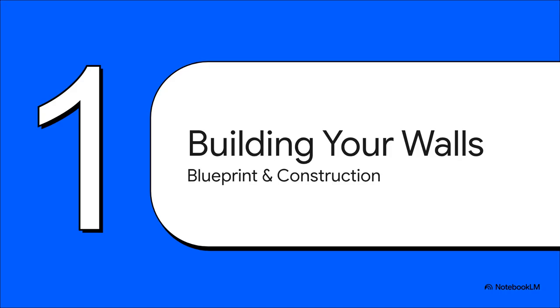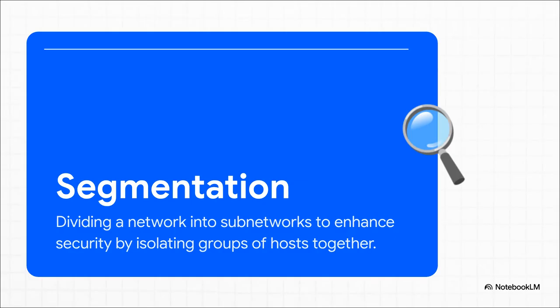Part 1, building your digital walls. This is all about the blueprint, the foundation, the proactive stuff you do before the bad guys even show up. Okay, so the very first rule of building a strong fortress is something called segmentation. Look, you wouldn't just build one giant wall around a huge open courtyard, right? No way. You'd build smaller, walled-off sections inside the main castle. That way, if an attacker gets over that first wall, they don't get the keys to the whole kingdom. Nope, they're trapped in one tiny area, contained.